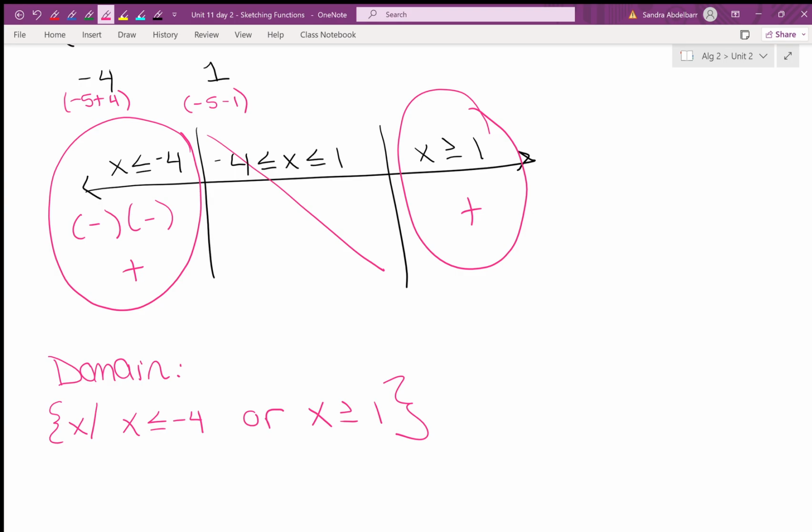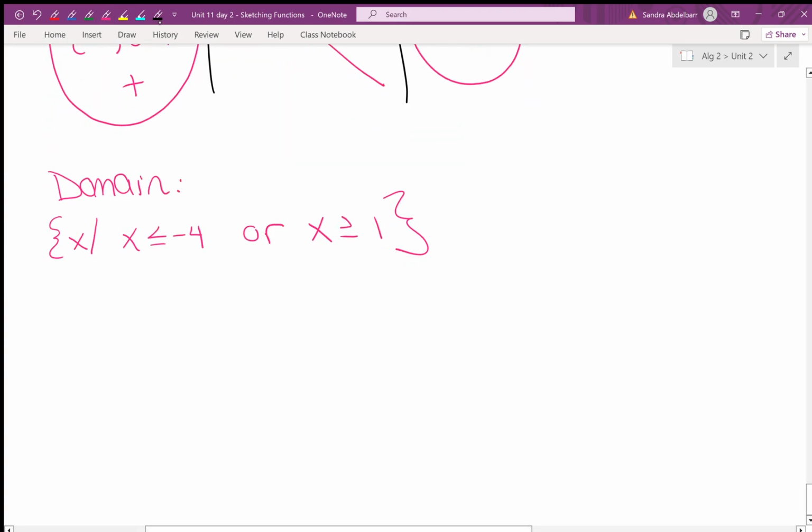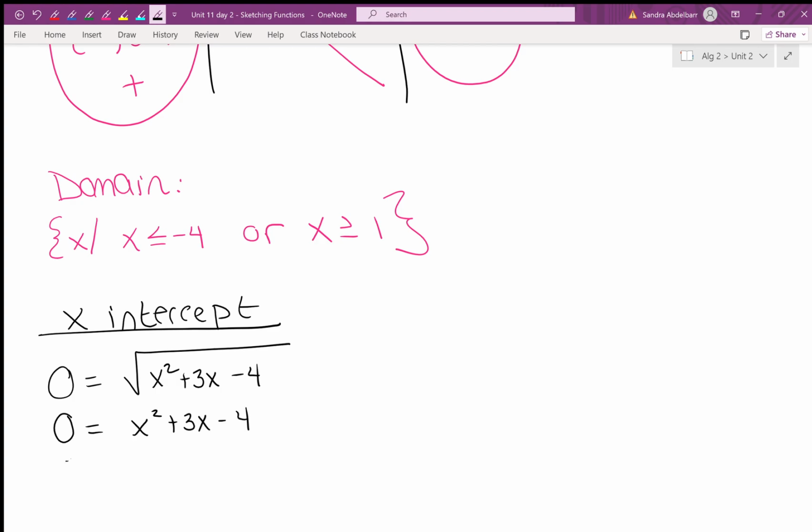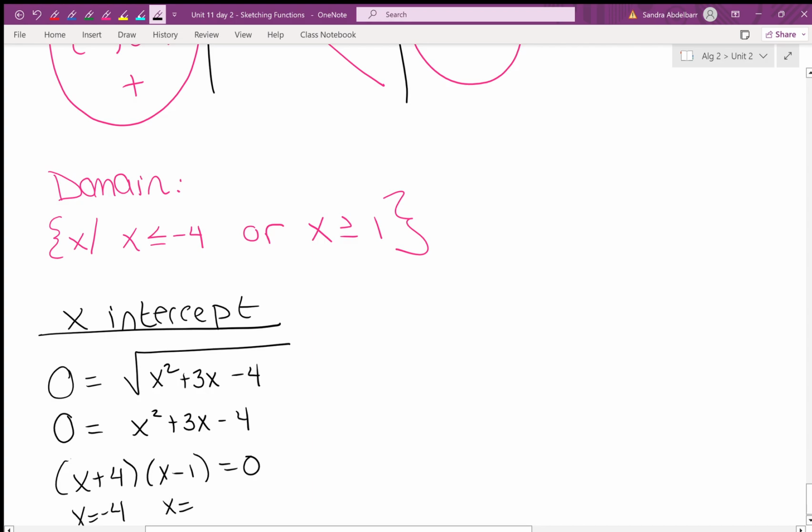There's no finding the range without the graph. Yes. The intercepts. I'm trying to visualize what this graph looks like. Let's get our intercepts. So I'm going to start off with the x-intercept. So the x-intercept is 0 equals the root of x squared plus 3x minus 4. Square both sides. 0 equals x squared plus 3x minus 4. So we are x plus 4, x minus 1 equals 0. X equals negative 4, x equals positive 1.